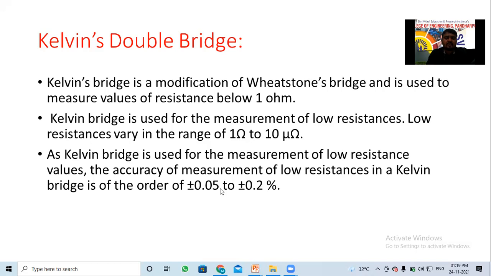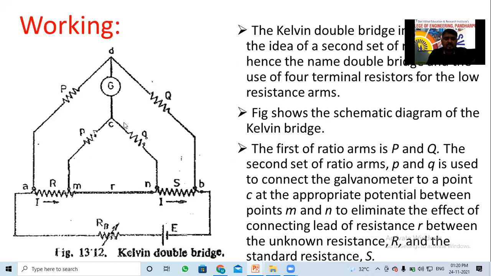The accuracy we accept is plus or minus 0.05 to 0.2. This is the accepted accuracy or error, we can call it here. The accuracy of the measurement of low resistance in a Kelvin double bridge is of the order of 0.05 to 0.2, plus or minus, both acceptable. This is the bridge we are going to consider. See here, in place of the practical circuit I have used R1, R2, and small p, q as it is.